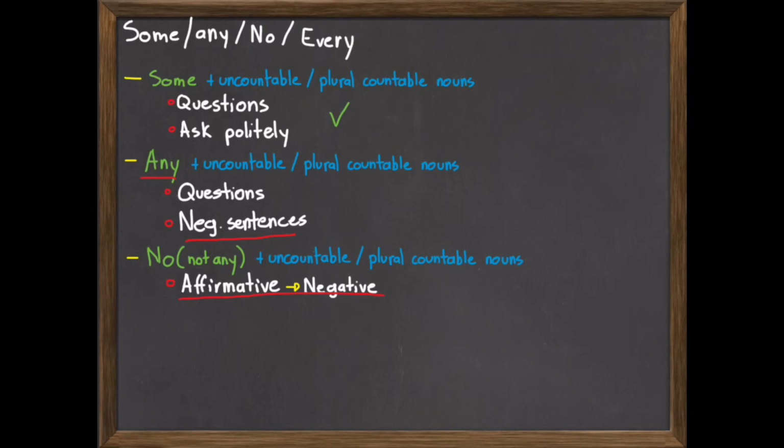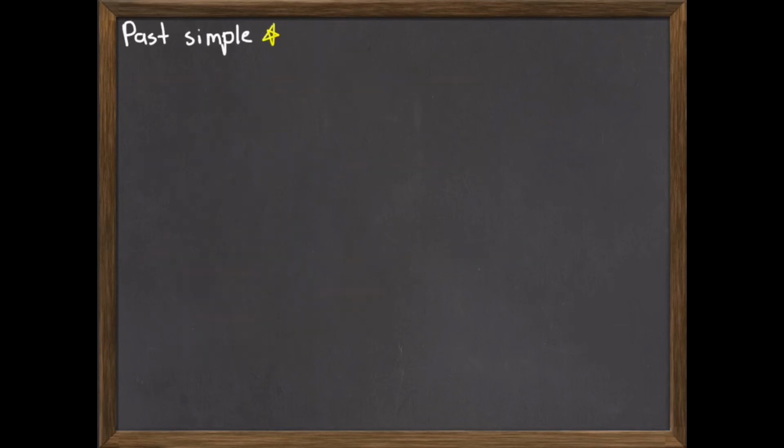So now let's go to the next part. Every. We use every with singular countable nouns, and we use it in affirmative sentences. For example, every family in this town has a car. Every person in my house uses glasses. Those are affirmative sentences, and we use them with singular countable nouns. Now let's go to the next part, the past simple.